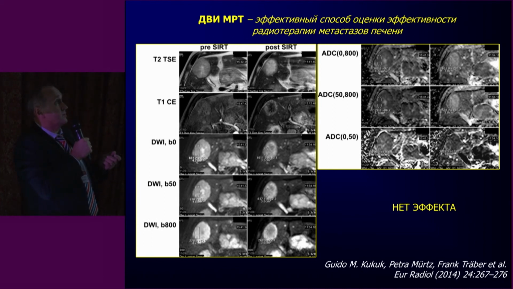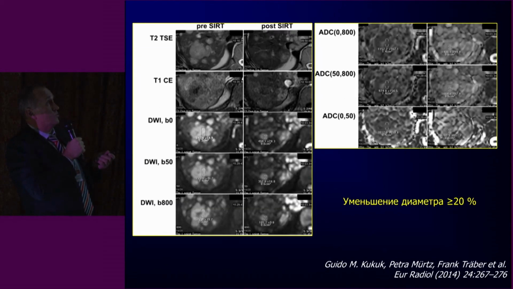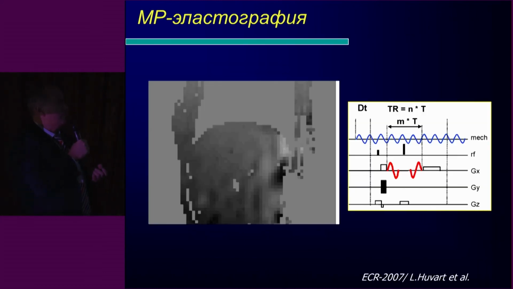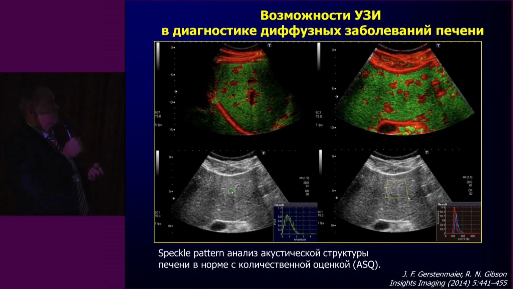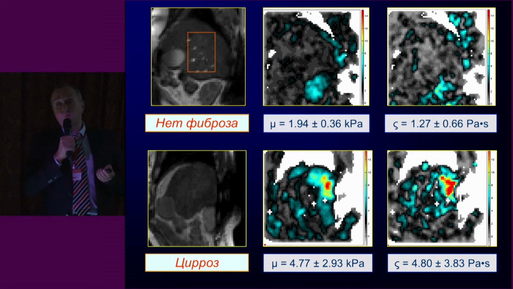There is no effect because the volume of the structure and intensity on the diffusion images didn't change. And see here with the treatment, the tumor decreased in size in a short time after ablation. Then MR elastography is of applied value, but even you, not specialists in that area, can say that this image without fibrosis is considerably different from that one.